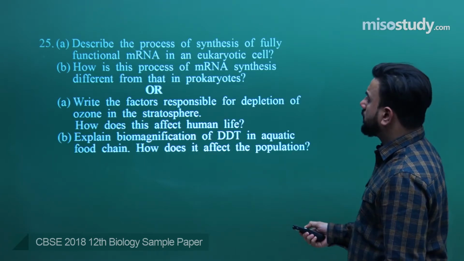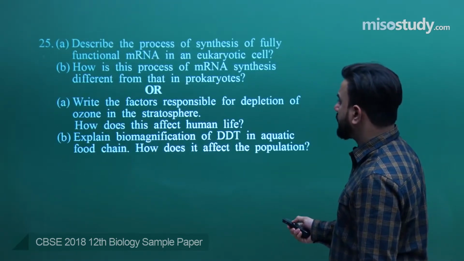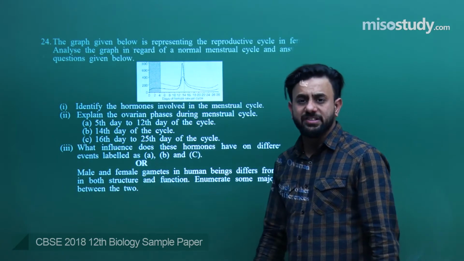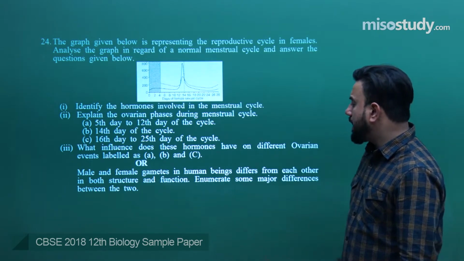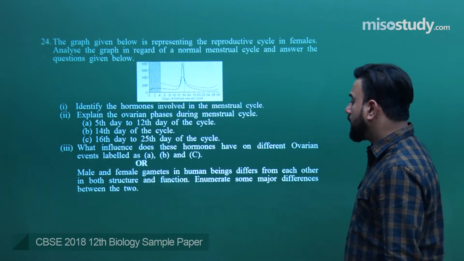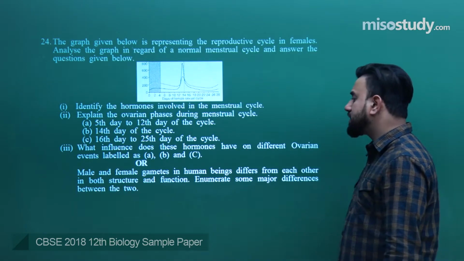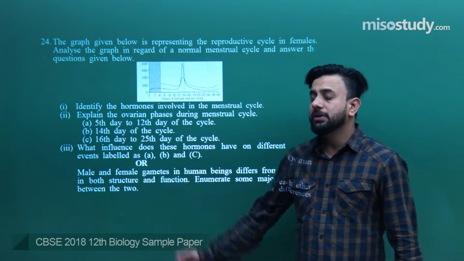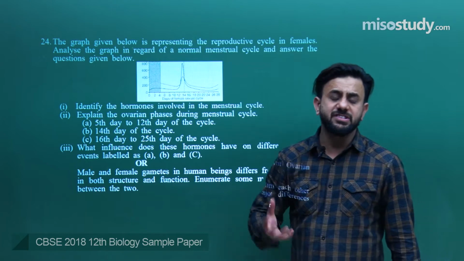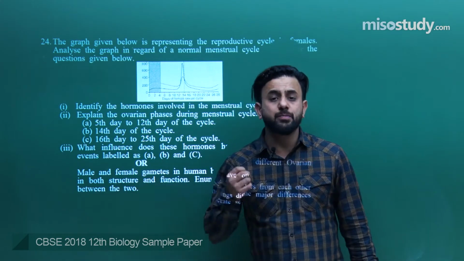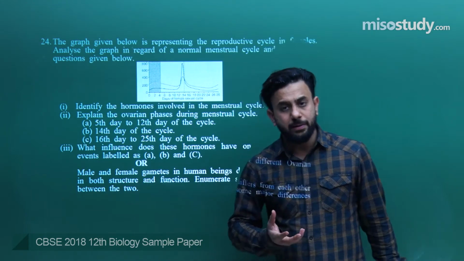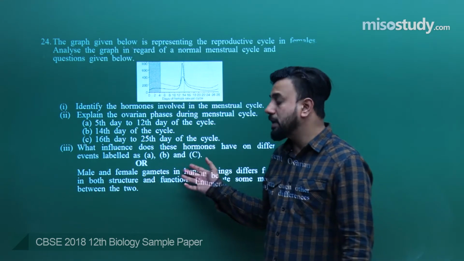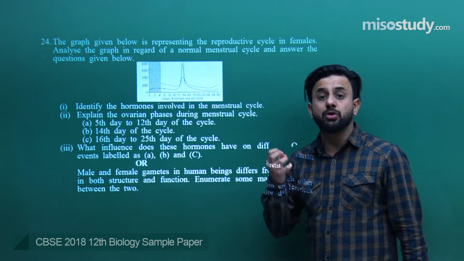Describe the process. Okay, the next question, I think we were discussing this over here, and the OR question we didn't discuss. That is, the male and female gametes in human beings differ from each other in both structure and function. Enumerate some major differences between the two. Yes, the male gamete sperm, the female gamete the ovum. The male gamete or the sperm is motile, the female gamete, the ovum, is non-motile, right? For the male gamete, the maturation takes place in about 64 days, and for the female gamete, the ovum, the maturation takes place in about years.